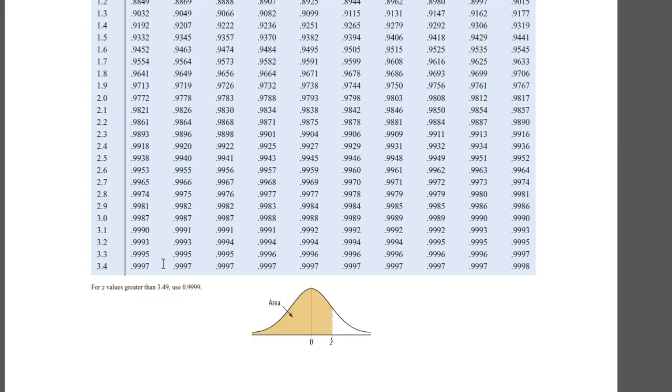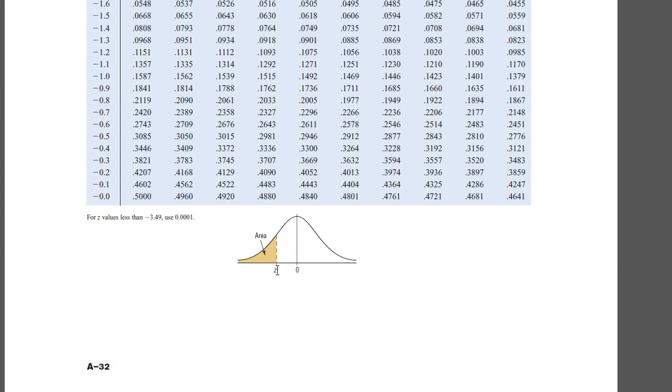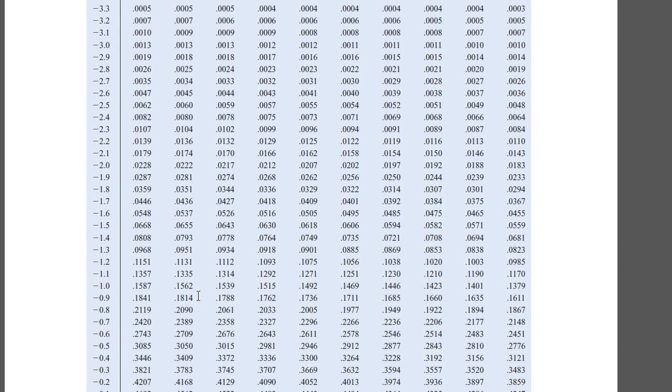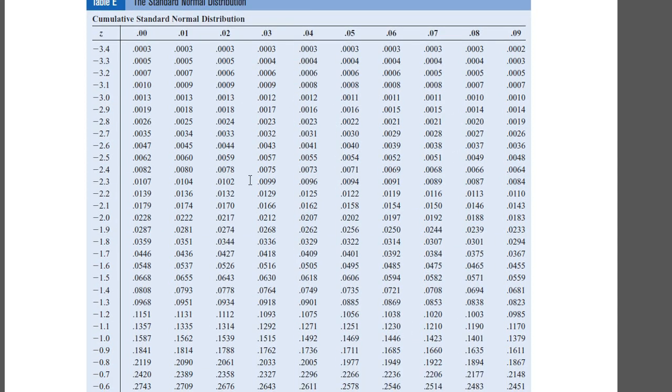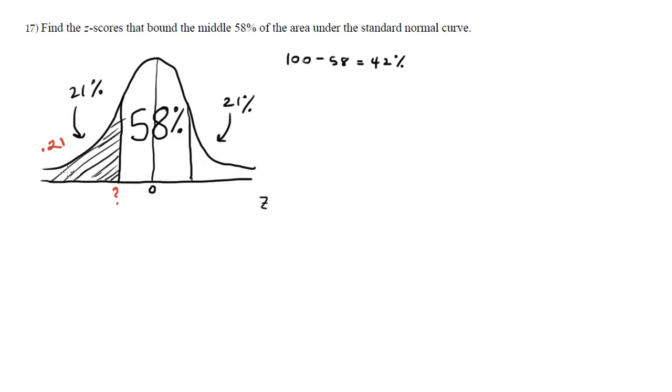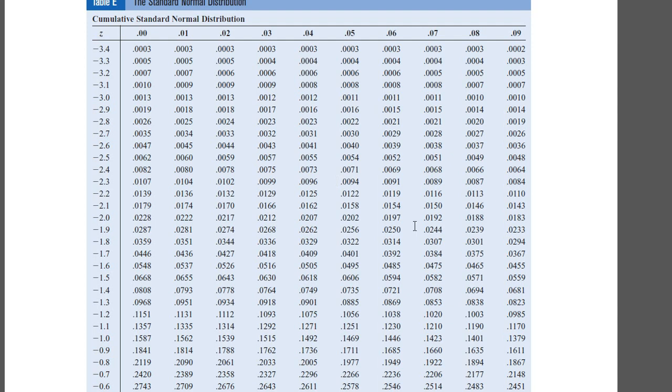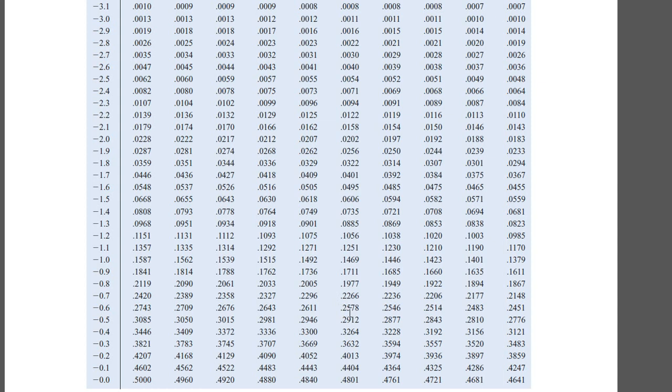When I go back to my table, the table gives me the area. All these numbers here represent the area under the curve. So what I'm doing is I'm looking here in the body of this table for the area for my 0.21, this area here. I'm looking in the body of the table for 0.21, and then that'll help me determine the z value that gives me that area. I might not get exactly 0.21, but I want to get as close as possible to 0.21. So I'm searching through these values here.